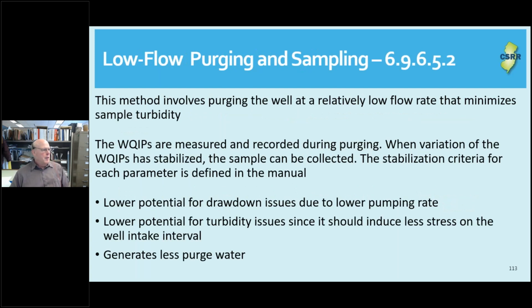Low flow represents a method involving purging the well at a relatively low purge rate that minimizes sample turbidity. The water quality indicator parameters are measured and recorded during purging. When variation of the water quality indicator parameters has stabilized, the sample can be collected. The stabilization criteria for each parameter is defined in the manual.